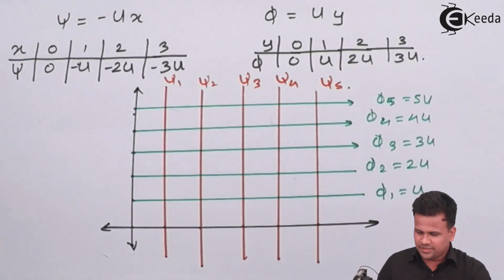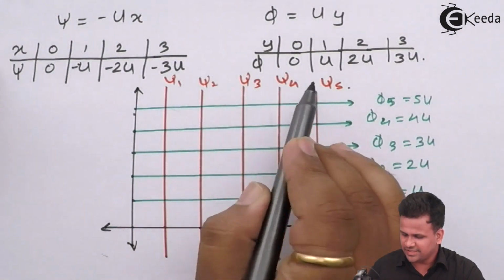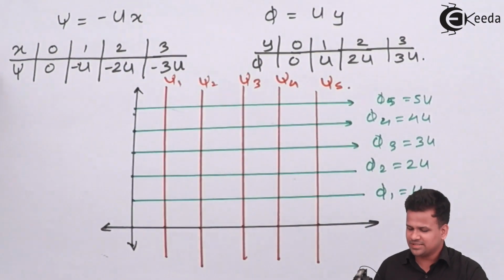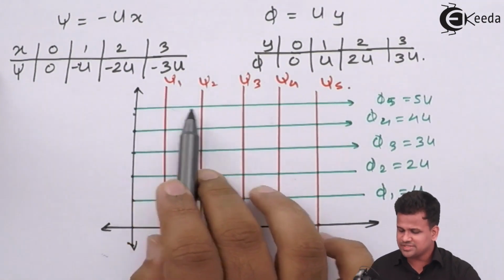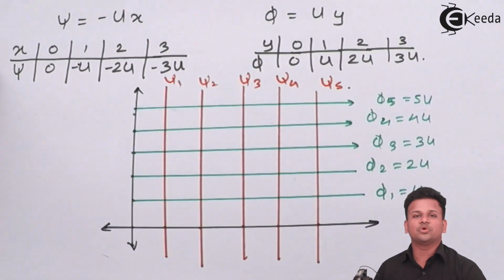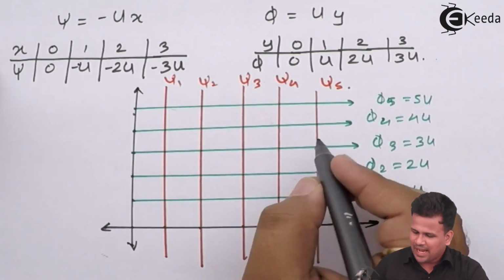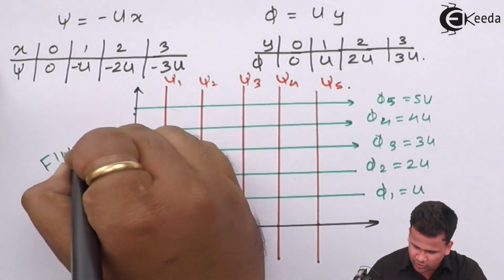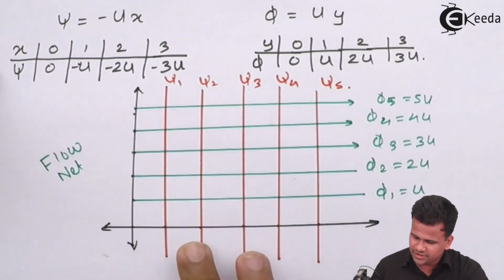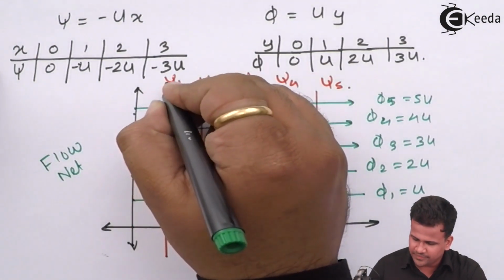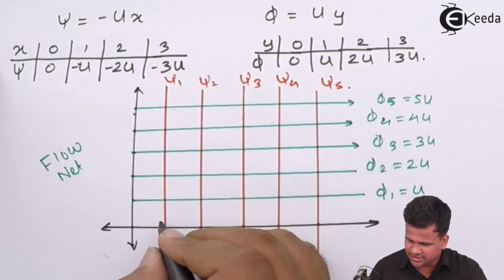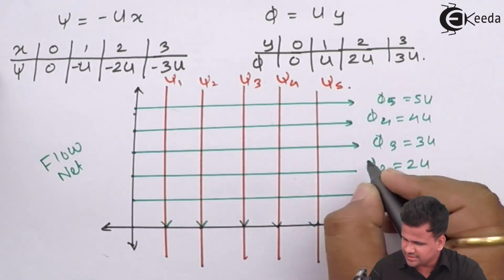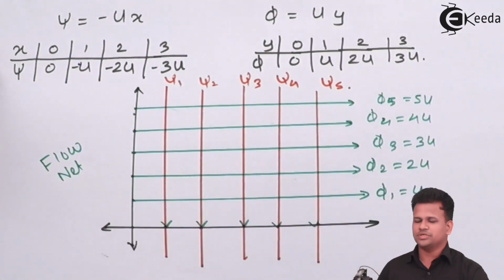So we have seen over here that psi 1, psi 2, psi 3 are parallel to the y-axis, and phi 1, phi 2, phi 3 are parallel to the x-axis. Note that your constant streamlines and constant potential lines are perpendicular to each other, and this entire part forms what is called a flow net, in which these lines are traveling in the downward direction since it is minus U. So this will be going downwards, and these lines, since they are positive, are going towards the right.